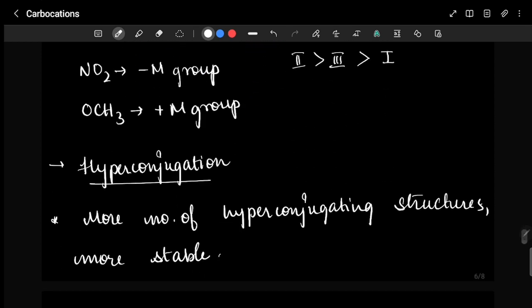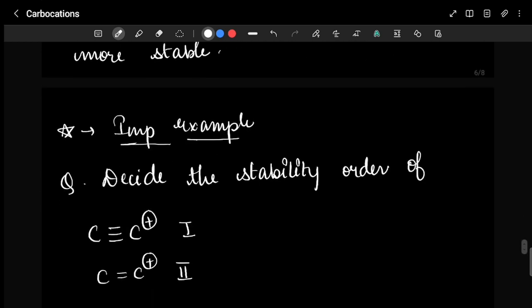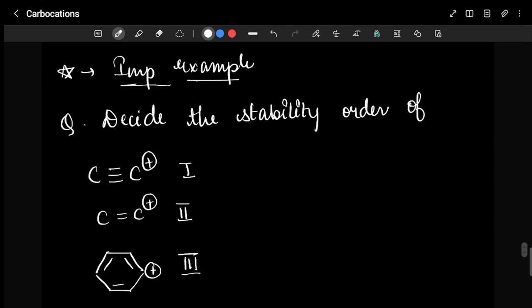Now, hyperconjugation. Hyperconjugation is called no bond resonance or the Baker-Nathan effect. So it is like, more number of hyperconjugating structures, more stable. Check for alpha hydrogens. Let's see some important example here. This is a very, very important example.